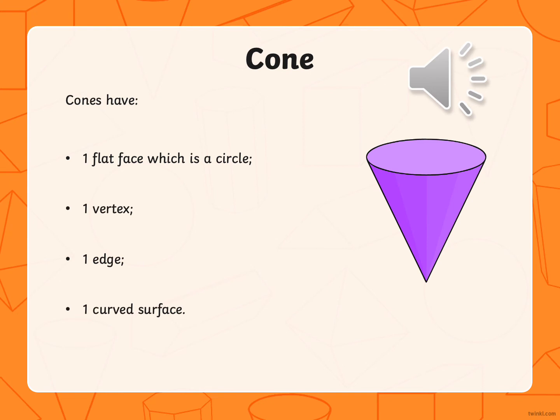And finally we've got a cone. A cone has one flat face, which is a circle. It's got one vertex, so one point, an edge, which is the curved edge around the circle, and one curved surface.